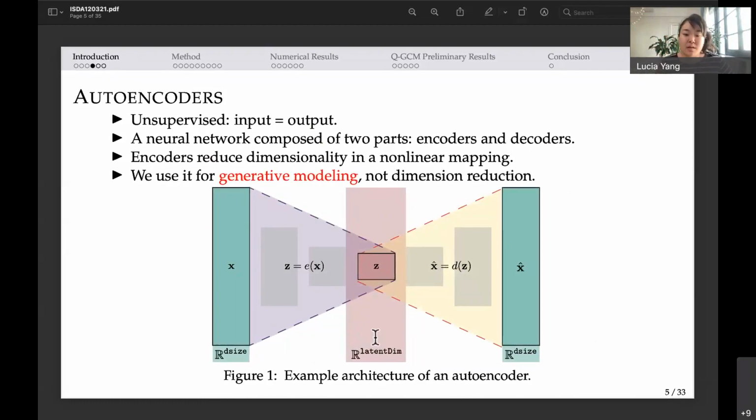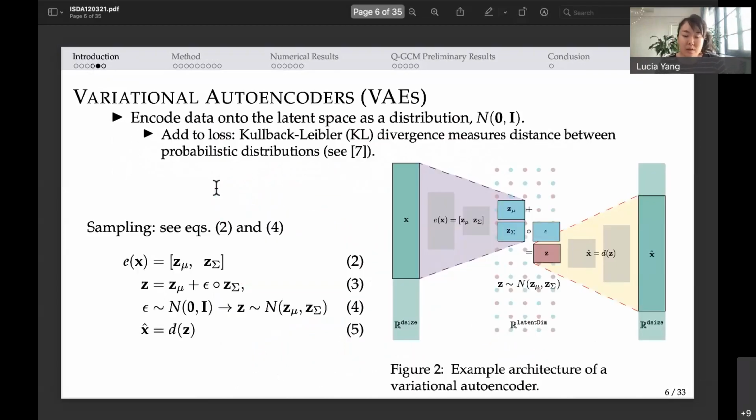You put in something in this latent space to output something that you're interested in. And this is an unsupervised method because our inputs we want our outputs to be the same as our inputs. And the emphasis here is in the generative modeling aspect of using autoencoders. And a variational autoencoder is a specific type of autoencoder.